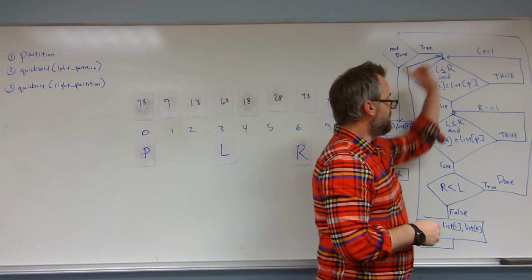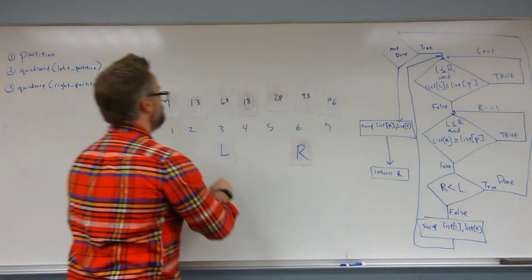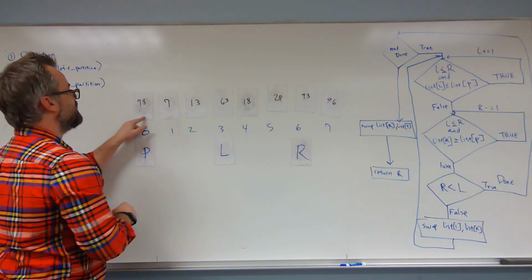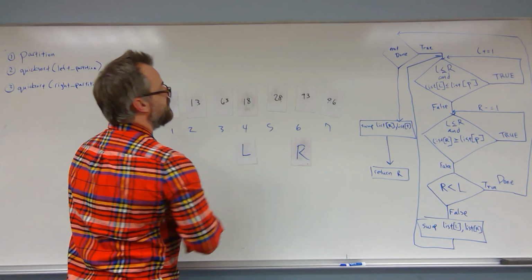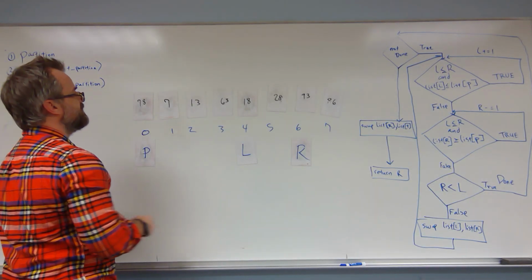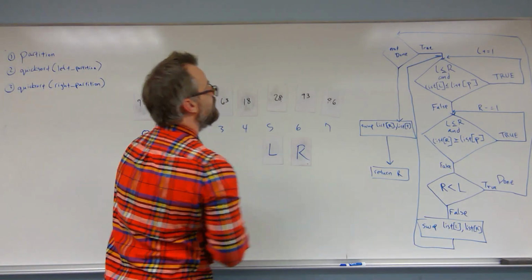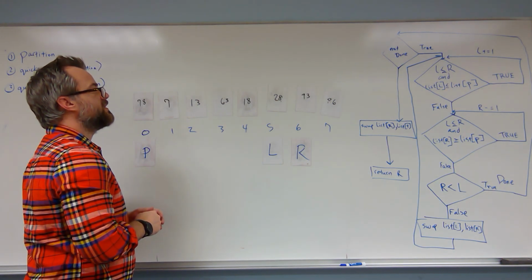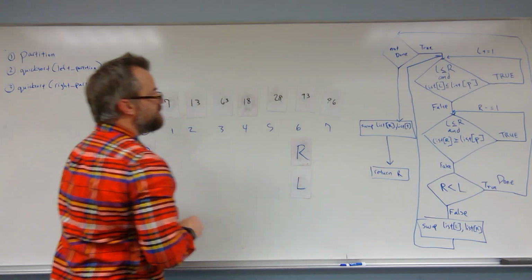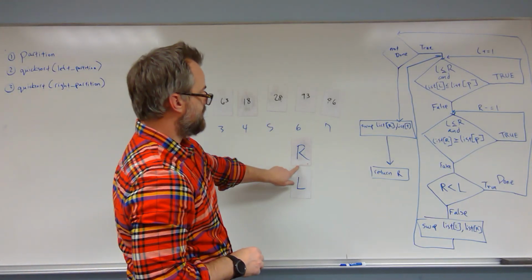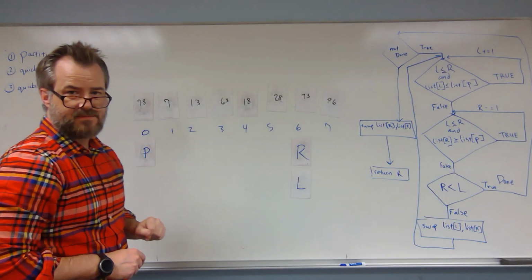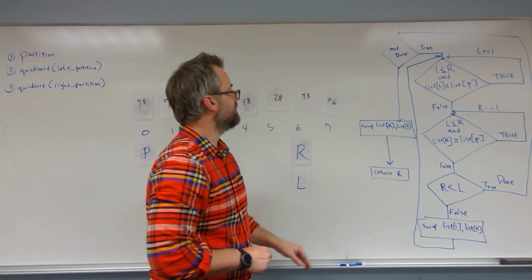Now, we're going to keep doing this process. So L is less than R. Are the contents of L less than or equal to the contents of P? It is. L is less than or equal to R. Are the contents of L less than or equal to the contents of P? They are. Is L less than or equal to R? It is. But the contents of L, 93, are now greater than the contents of P. So we stop moving L.